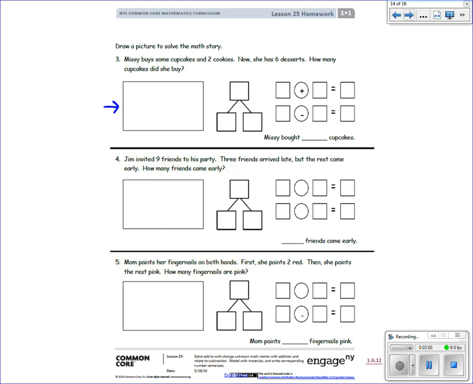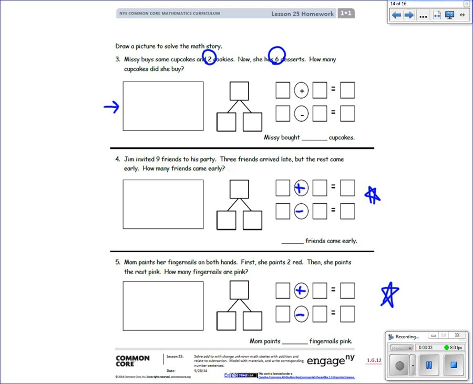And also for number 4 and number 5, I'm not sure why they didn't put this in there, but just go ahead and add a plus and a subtraction sign, a plus and subtraction. Add and subtract on those 2 math problems. But it's the same thing as the other side. Number 3 says Missy buys some cupcakes and 2 cookies. Now she has 6 desserts. How many cupcakes did she buy? So hopefully the students will circle the 2 that they saw and the 6 that they saw.